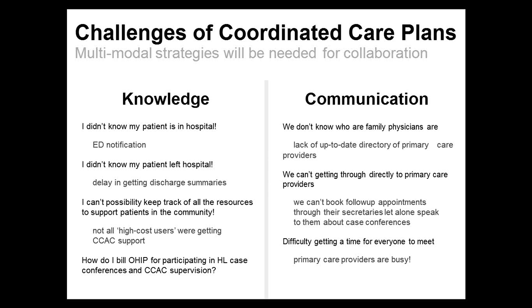The second issue is that of communication. And this is often from the acute care sector. We don't know who our family physicians are. I've done a lot of work in the LHIN around trying to compile things like cell phone numbers and back office phone numbers for our primary care providers. We actually lack an up-to-date directory of what primary care is happening in our local geographies.